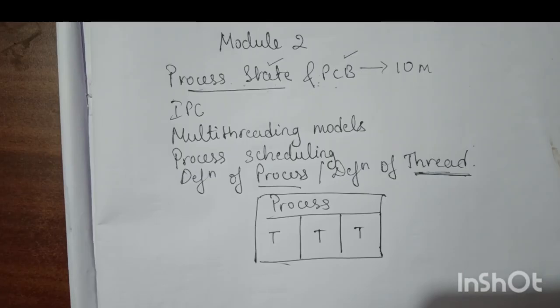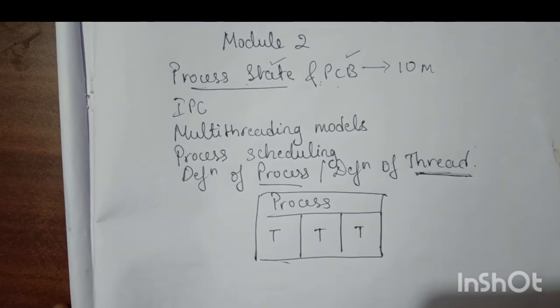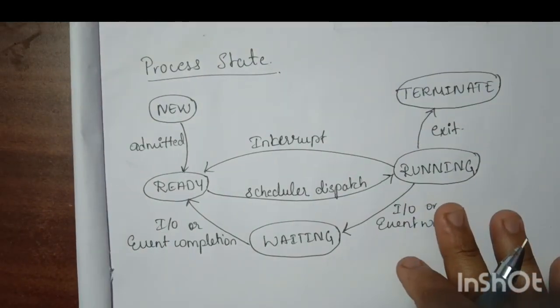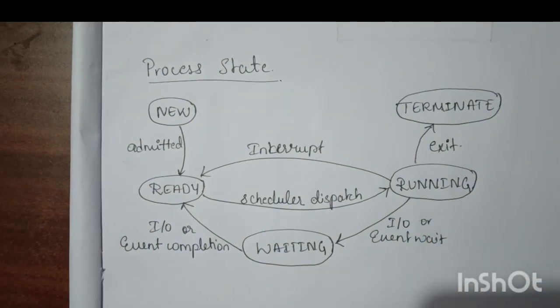Suppose a process is executing. At that time of execution, maybe it got some interrupt, or it needed to use some input output devices. So the process which was running will go to some other state. So here we have an important diagram for your process state. This is how the diagram looks for your process state.